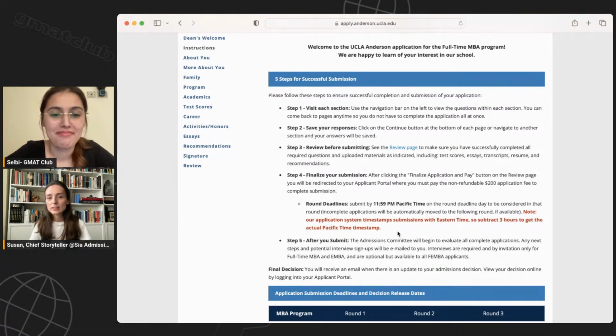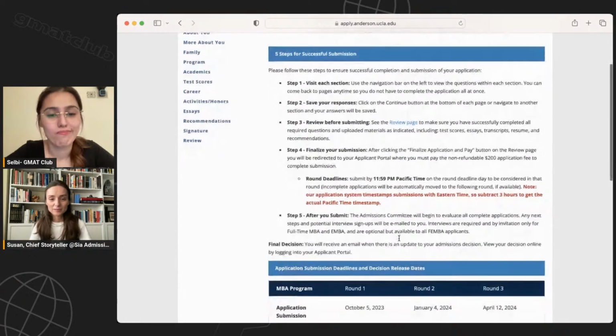Here, they're particularly mentioning the time. The round time when you have to submit is at 11:59 on the target deadline for the target round, so 11:59 p.m. Pacific time. Do make sure that you're not waiting until the last minute. If you have technical issues, unfortunately, there may not be anyone there to actually respond to your question, and you don't want to submit an application that is late.